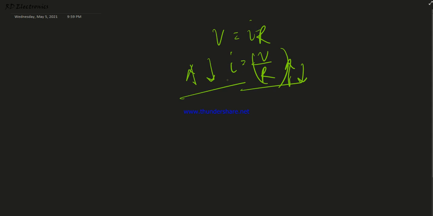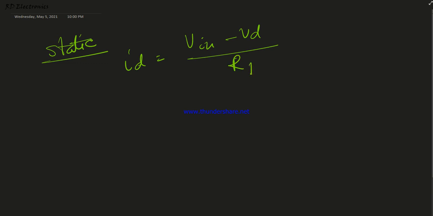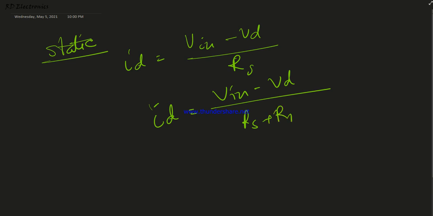From this concept, one more thing to discuss is static characteristics. From the static characteristics, what is the value of current? Here we consider V input, so the current is V input minus Vd divided by Rs. And for dynamic characteristics, we get the value Rs plus RL. So this is from the dynamic characteristics.